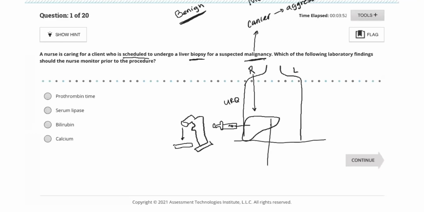Does that make sense? Benign. Benign means it's a good prognosis, meaning that it's not going to be aggressive, it's not going to be spreading, and you have a high likelihood of surviving that type of cancer. Malignant, that's bad.